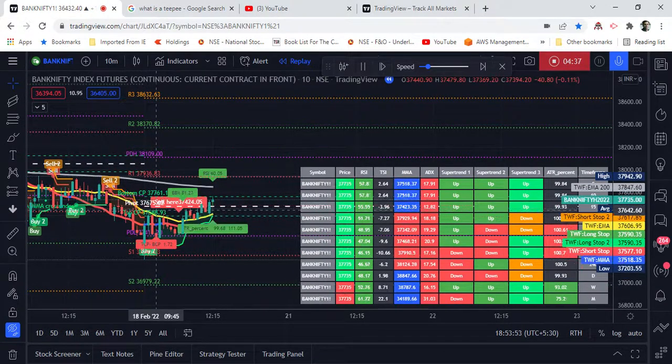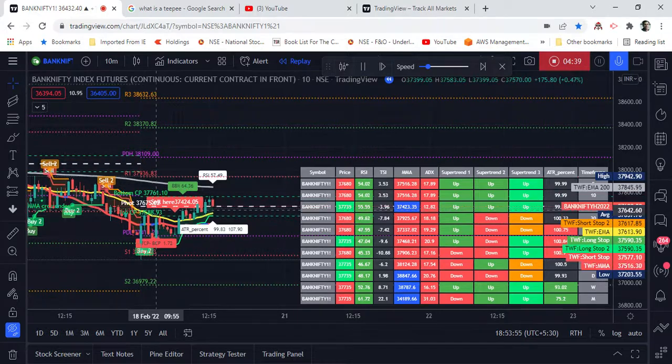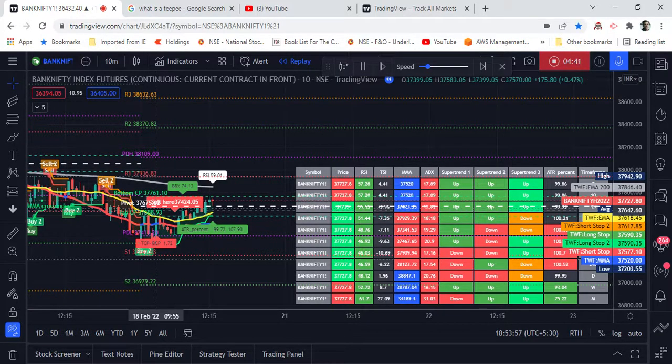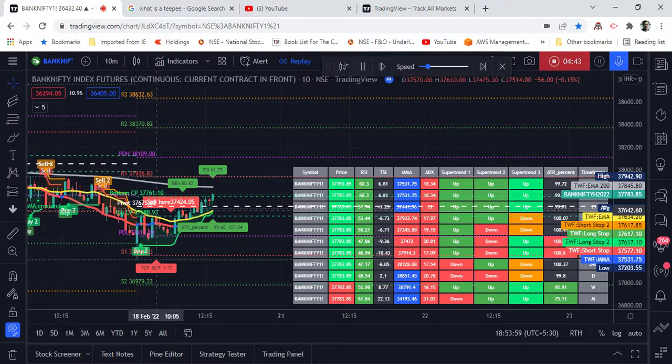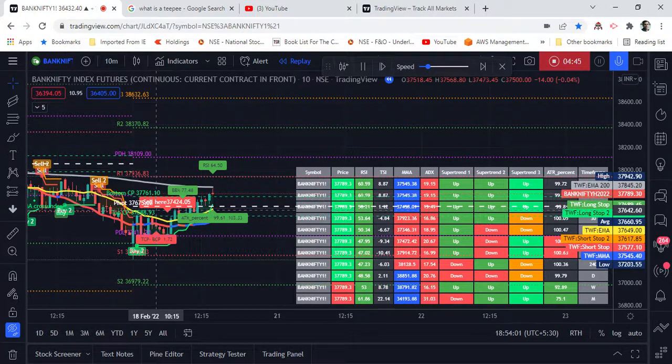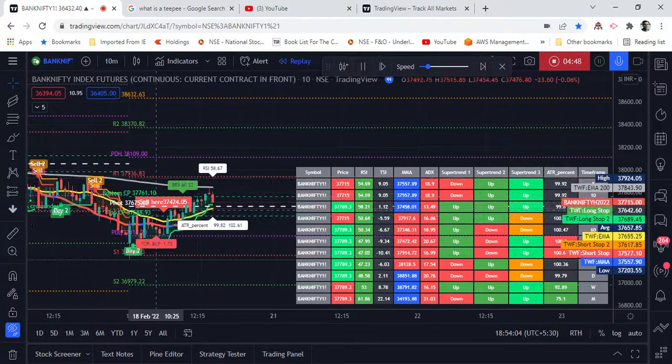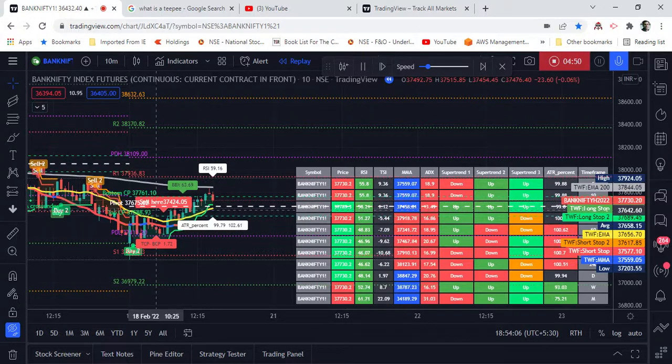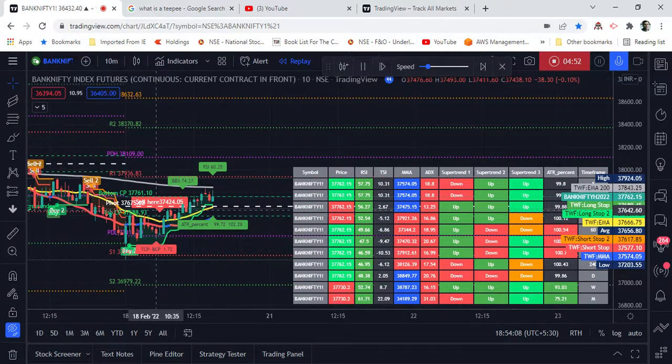Oh, so we have a sort of a buy signal, but it's not coming out clearly. So let's wait. Nope, it's not able to cross the 200 period moving average.